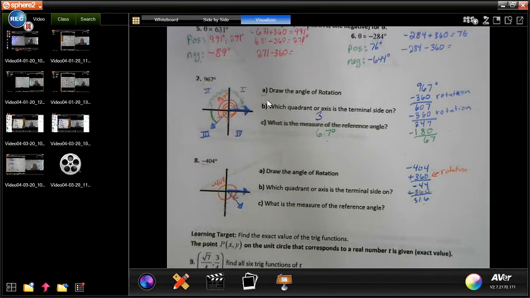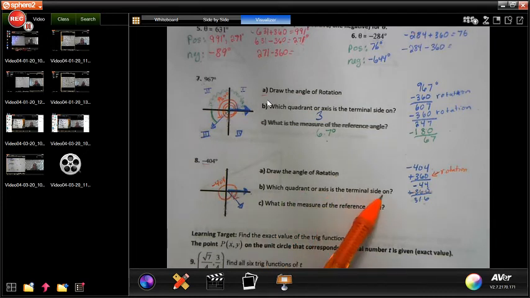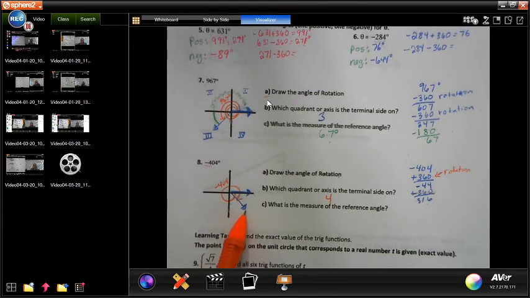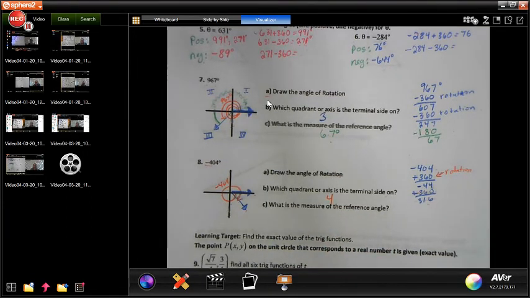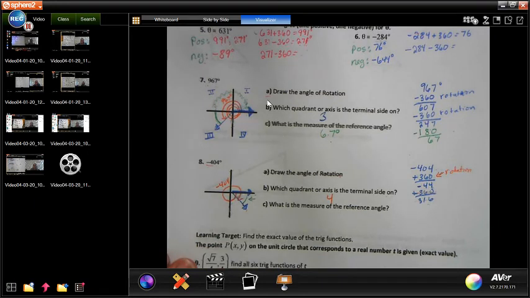Okay, as for the reference angle, wait, so draw the angle of rotation. I did. Which quadrant or axis is the terminal side on? That would be 4. It is right here. That's the 4th quadrant. And then what is the measure of the reference angle? Positive angle, remember, acute and positive, between the terminal side and the x-axis. So we need to know this angle right here.